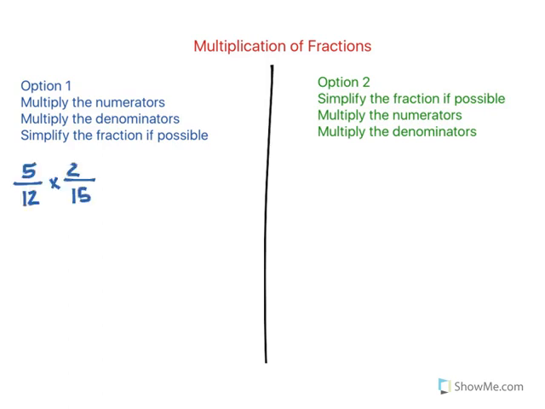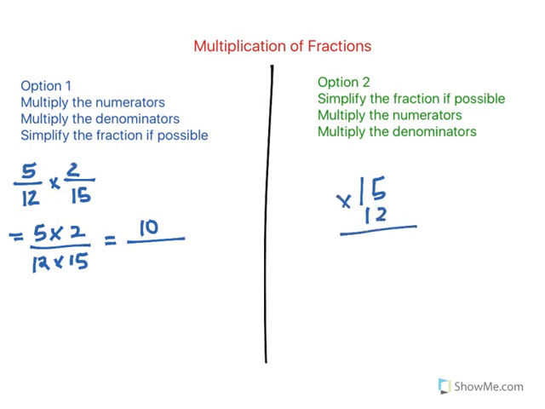Okay, let's say we have 5 over 12 multiplied by 2 over 15. Using option 1, we would multiply the numerators, so that's 5 by 2, and then we multiply the denominators, that's 12 by 15. So 5 by 2 is easy, it's going to give us 10. 12 by 15, you can plug it in your calculators, or you can do it the long way, which is like 15 by 12. And you add a 0. The answer is 180, by the way.